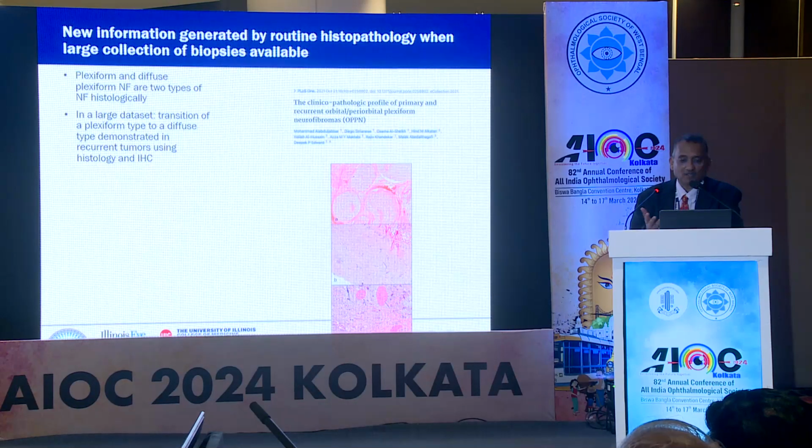But when you have a large collection of these samples, we found in a study a few years ago that not only are they separate tumors, but if you have excisional biopsies or debulking of a plexiform neurofibroma, those can transform into a diffuse form and recurrent forms, and we used histology and IHC to show this. And here you see a case which presented as a plexiform, ended up becoming a diffuse form with only small islands of plexiform tumor left behind.